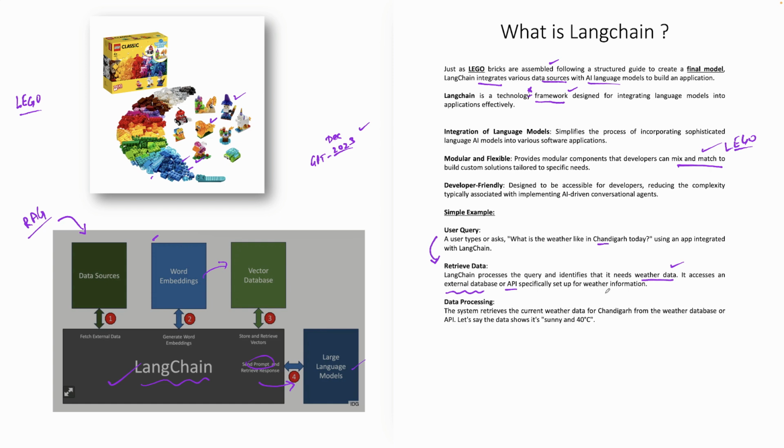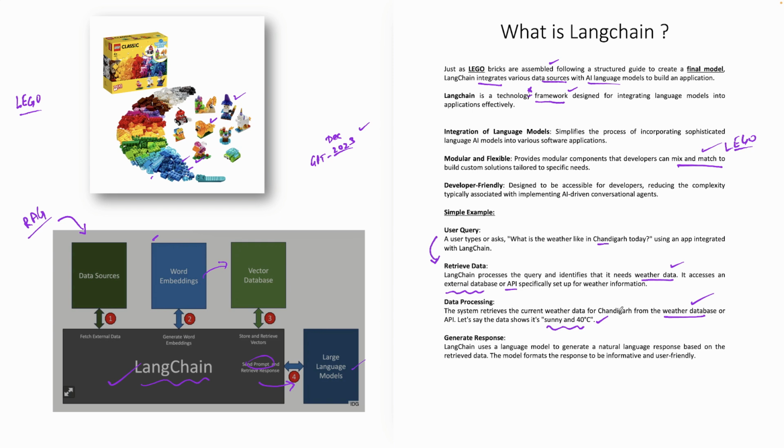Then the data is processed. So the system retrieves the current weather data for Chandigarh from the weather database. So it knows that, okay, I need to get this information from the weather database. And let's say the data shows that it's sunny and 40 degrees Celsius. That's it, right? Your database has returned that it is sunny and 40 degrees. That was the kind of response you got.